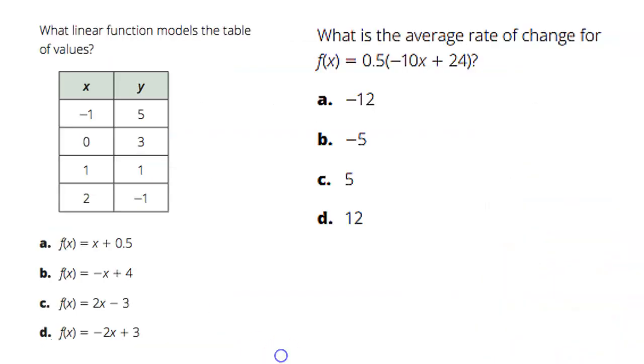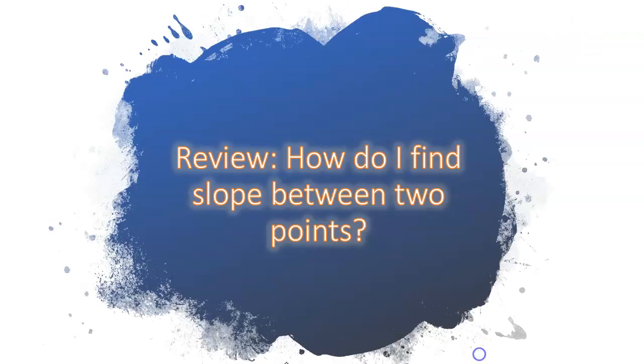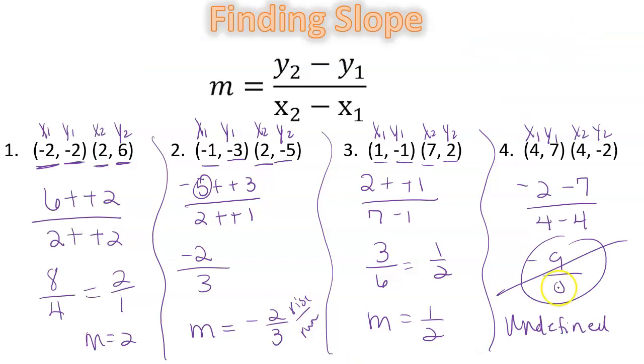So when you look back at today's problem, as soon as you see that 0 in the denominator, it's undefined. And you have to make sure to write undefined. You can't write 0. Negative 9 divided by 0 is not 0.